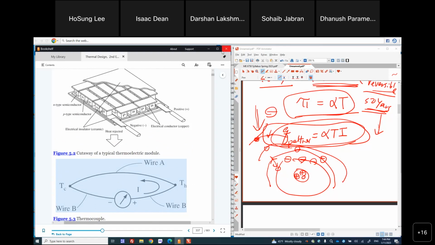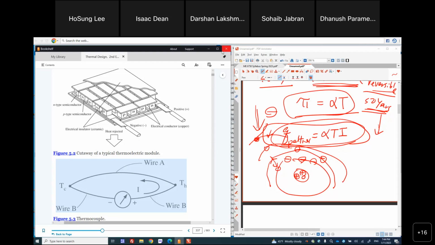This is what we call a module. It's commercially available, about $20 to $30 you can buy a thermoelectric module. If you apply hot and cold, it creates voltage and power. Or if you pass current, you can create heat flow. Very convenient. You don't need a refrigerator. You don't need Freon. You can have cooling. Amazing. One side is cooling, the other side is heating, just with electricity.